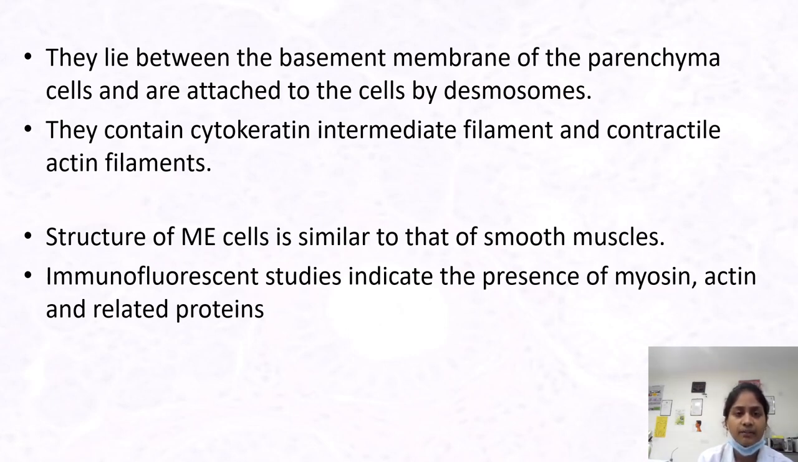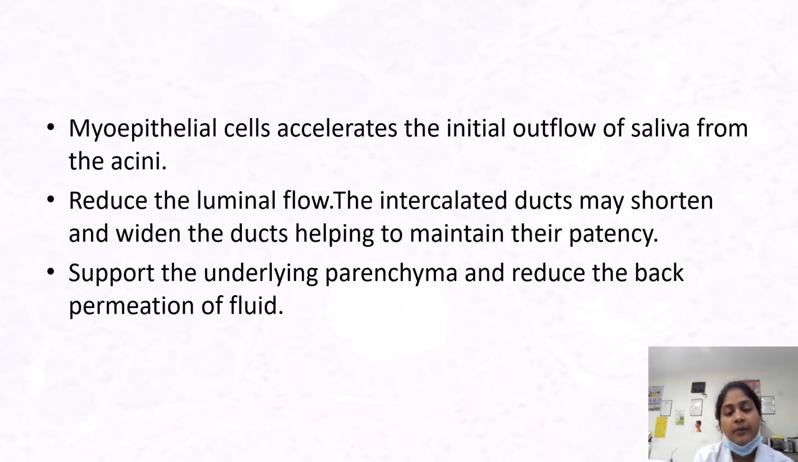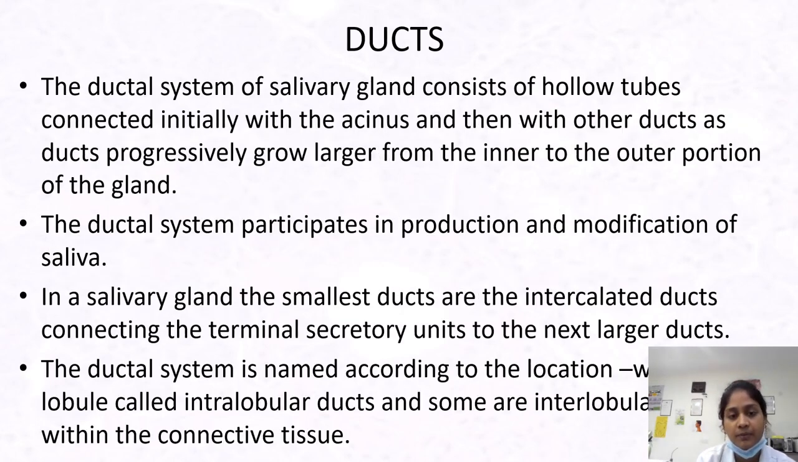They contain cytokeratin intermediate filaments and contractile actin filaments. The structure of the myoepithelial cells is similar to that of smooth muscle. Immunofluorescence studies indicate the presence of myosin, actin, and related proteins. The myoepithelial cells accelerate the initial outflow of saliva from the acini. They reduce the luminal flow. Around the intercalated ducts, they may shorten and widen the ducts, helping to maintain their patency. It also helps to support the underlying parenchyma and reduce the back permeation of the fluid.